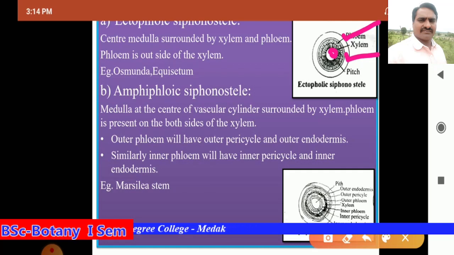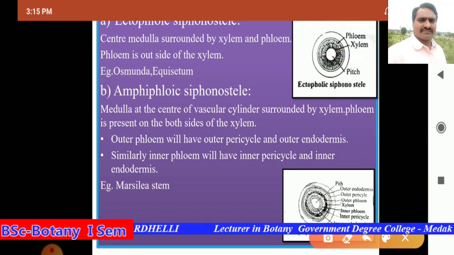This type of siphonostele is called ectophloic siphonostele. In this ectophloic siphonostele, the middle core is pith surrounded by xylem, and the outer side of the xylem is surrounded by phloem, right? Example, Osmunda and Equisetum. Next one is amphiphloic siphonostele.